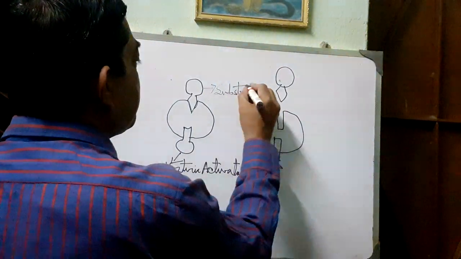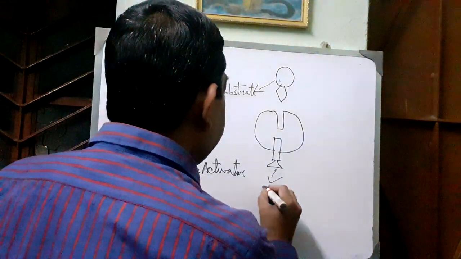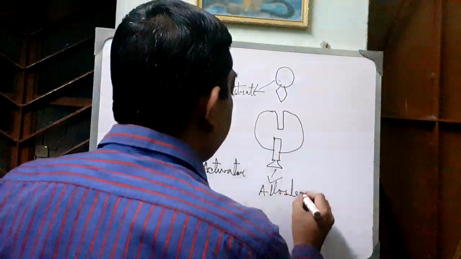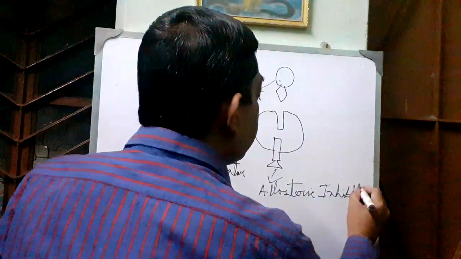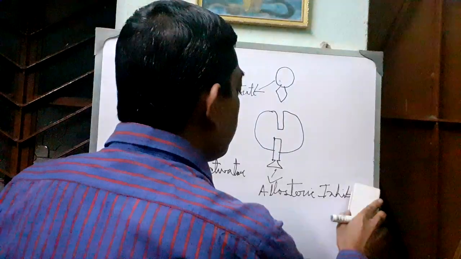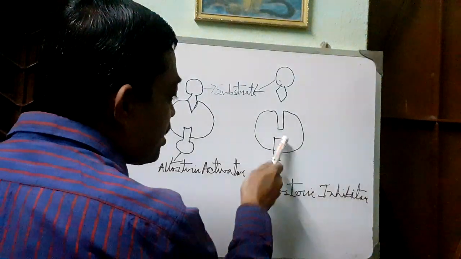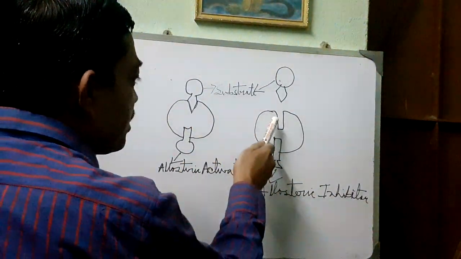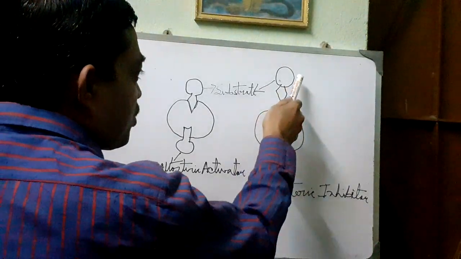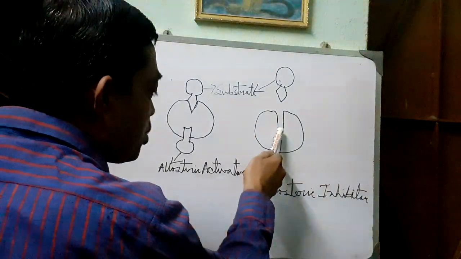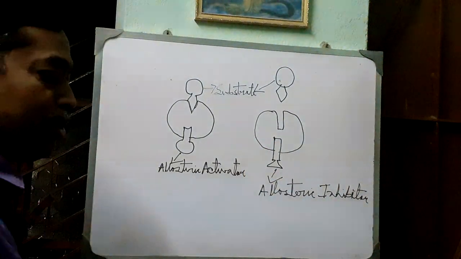It is also substrate, this is also substrate, and in another case, this is an allosteric inhibitor. In this case, when the allosteric inhibitor attaches to the allosteric site, just opposite to the active site, the shape of the active site will be changed, and for this reason, the substrate will not be able to attach at the active site of the enzyme, and the reaction will not happen.